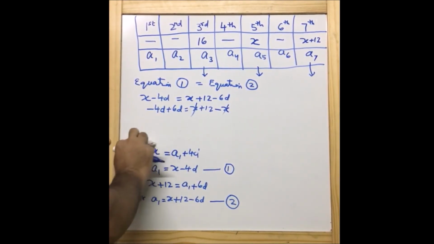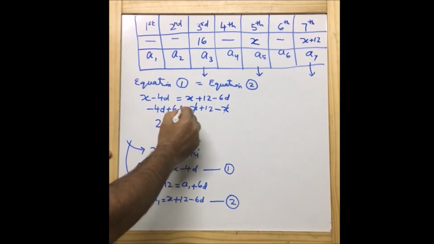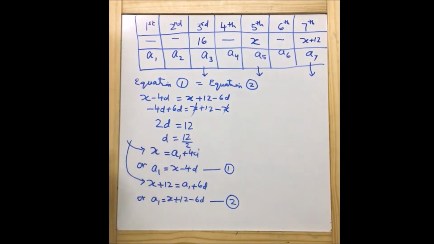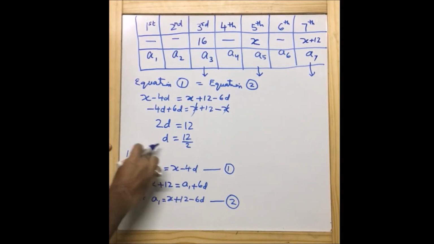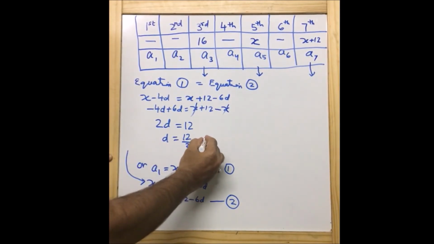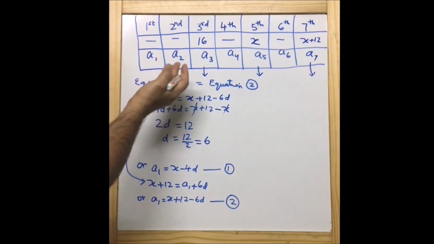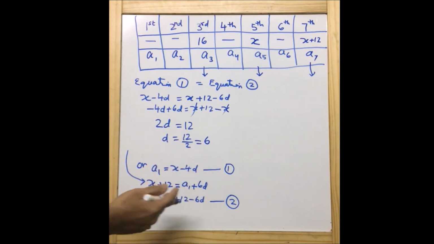So here we can write 2D is equal to 12, or D is equal to 12 by 2, or that is equal to 6. I believe till here we are pretty clear. So now you could see how we extracted D, the common difference, without having any consecutive differences of this given arithmetic progression.